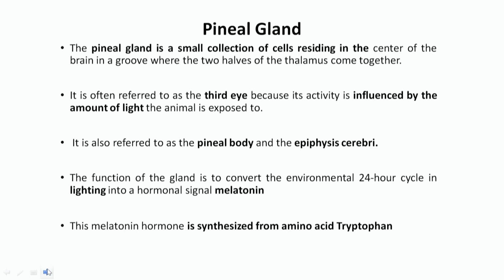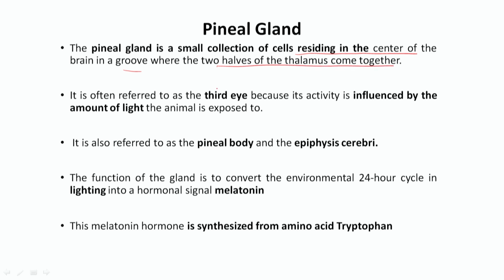So, those are the hormones secreted from the pancreas. Now we will see the next gland, the pineal gland. The pineal gland is a small collection of cells arising in the center of the brain in a groove where two halves of the thalamus come together. So, it is present in the brain.